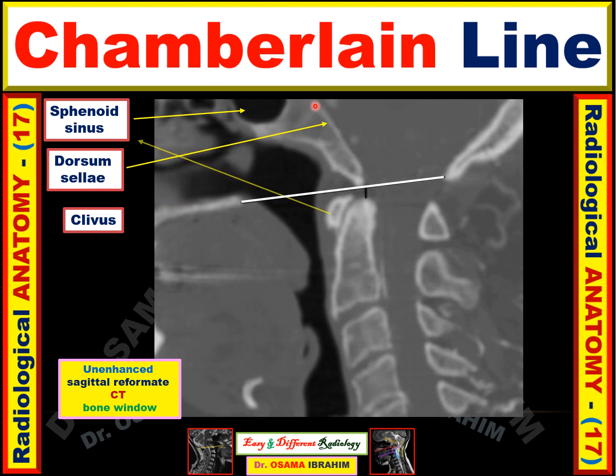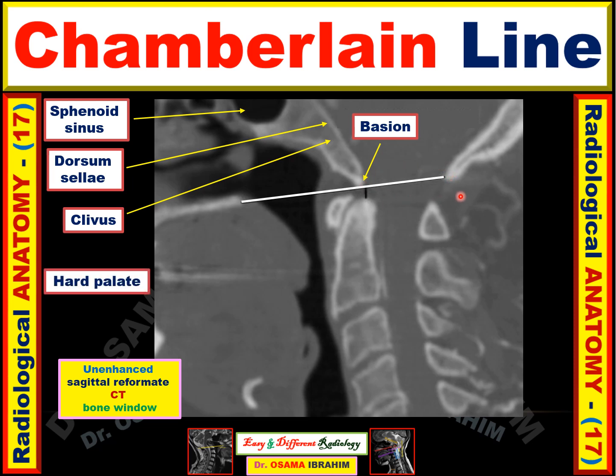This triangular bone is the clivus bone, which abuts the posterior and lower surface of the sphenoid bone or sphenoid sinus. And then these lines refer to the most inferior portion of the dorsum sellae, which is called the basion. The basion forms the anterior aspect of the foramen magnum. This one is the foramen magnum, so the basion represents its anterior margin.